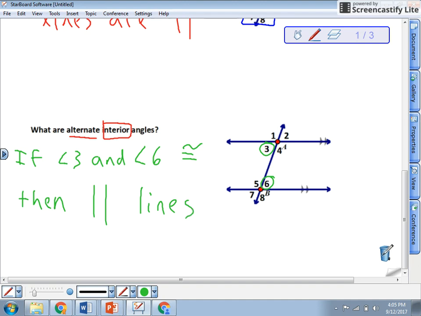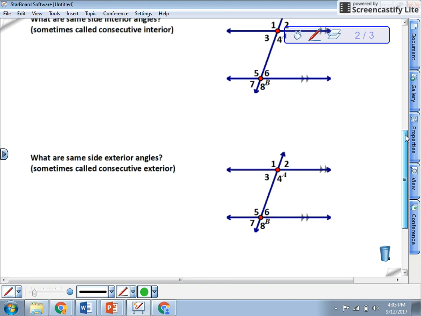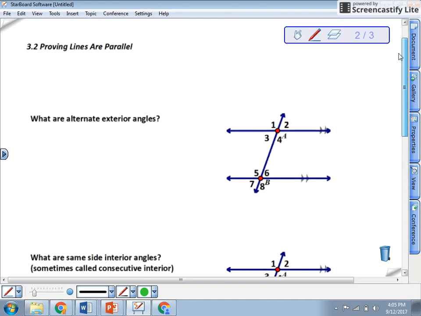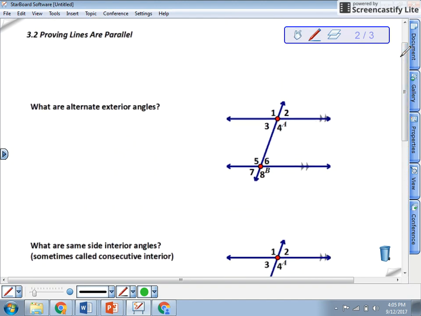Next one that we have, go to the top here. What about alternate exterior angles? Again, alternate exterior. Now we're going to be talking about angles on the outside. So if I circle, I'll do 2 this time, which angle would be an alternate exterior? It would be angle 7.